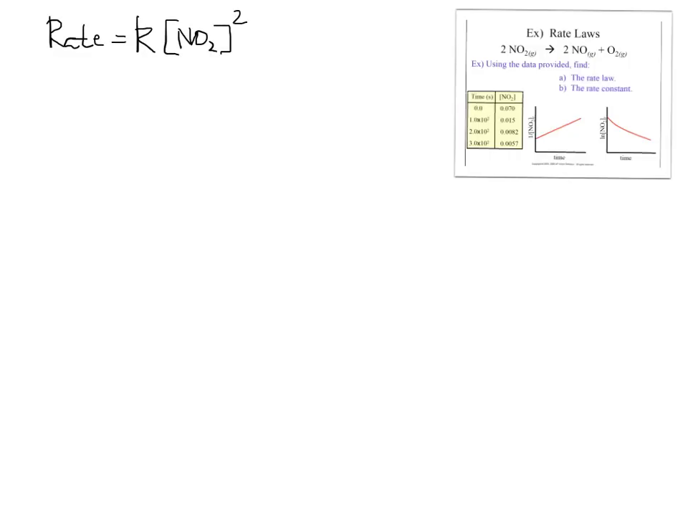Now we just need to find the rate constant, which is K. So we can take the integrated rate law, we can rearrange it to solve for K. And it would be 1 over the concentration of A at a time minus 1 over the concentration of A initially, divided by the time.